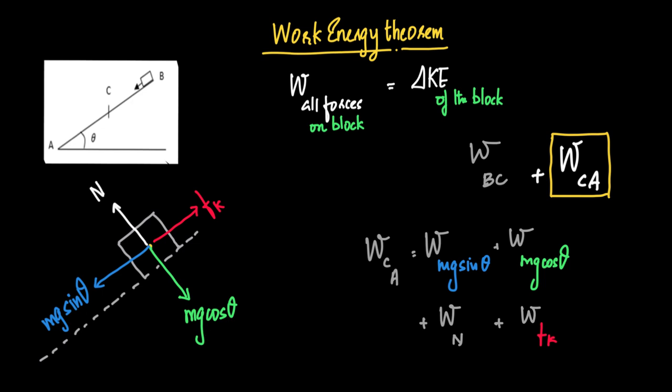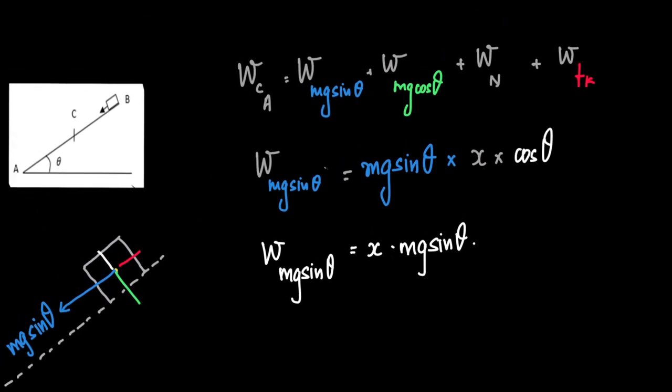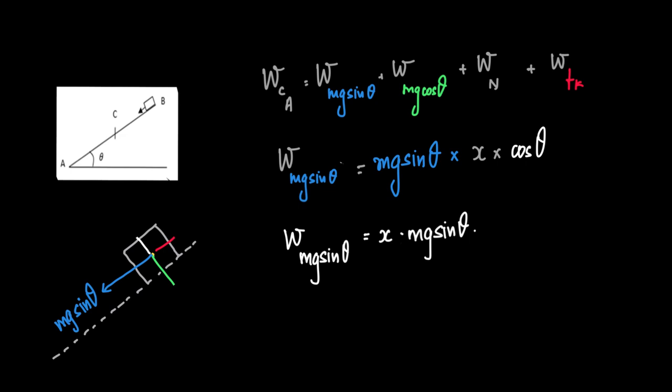Now we can directly, from the previous discussion, say that work done by mg cos theta will be equal to 0, work done by normal reaction will be equal to 0, and all we are supposed to find out here is work done by mg sin theta and work done by friction, right? Let's see how. I think it's better we calculate all the values here.